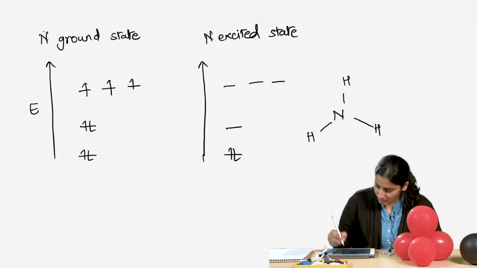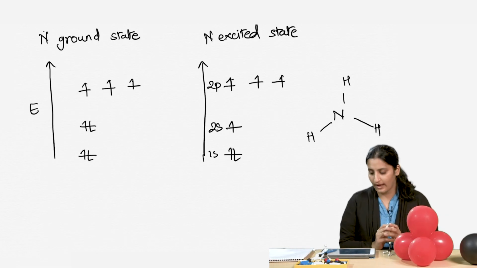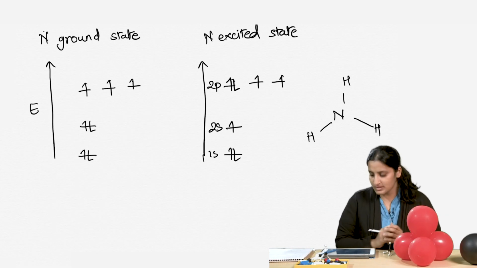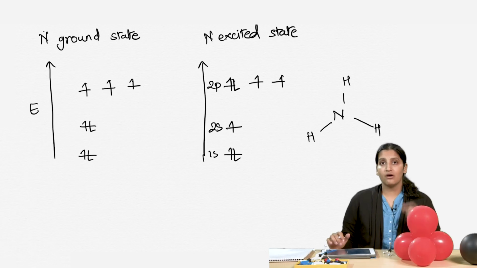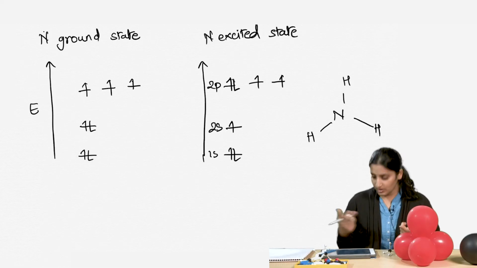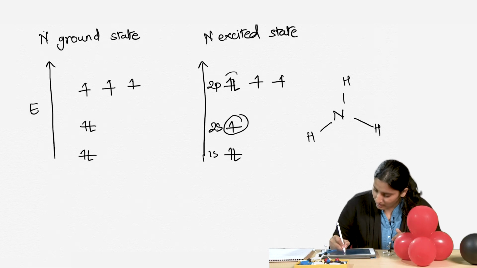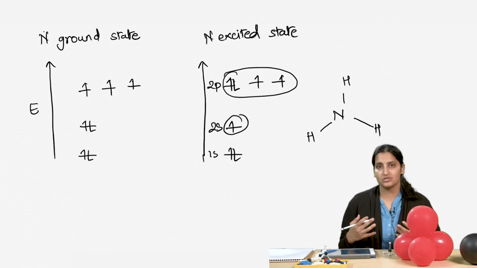In this case I am going to make one of these 2s electrons jump from the 2s orbital to the 2p orbital. So now this is the electronic configuration of the excited state of nitrogen. In order to draw the sp3 hybridization of nitrogen, I need to take one of the s orbitals and 3 of the p orbitals together. So, I am going to take the 2s and these 3 2p orbitals, combine them together, mash them in a blender and come up with 4 sp3 hybridized orbitals.